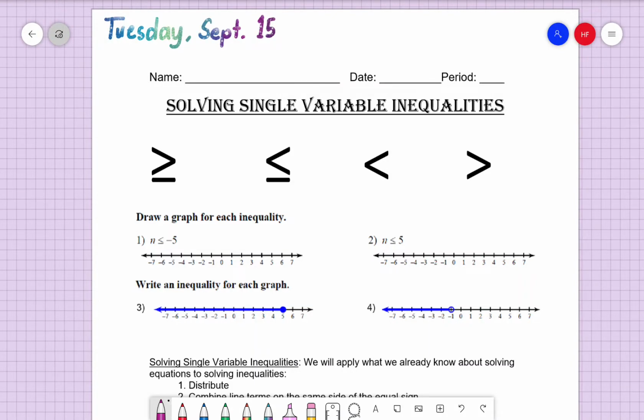Alright, Miss Figueroa here. Now we're doing inequalities, so single variable inequalities. So we should be familiar with what these symbols mean from before. If there is a line underneath, then these are going to be my or equal to's.